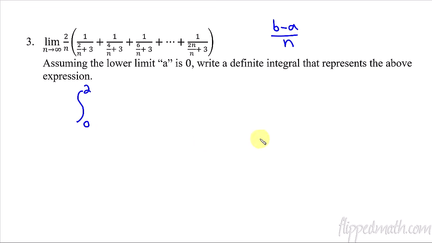All right, next. The other thing we think about is, let me write this here, a plus, and then we have our delta x, the b minus a over n, times k.